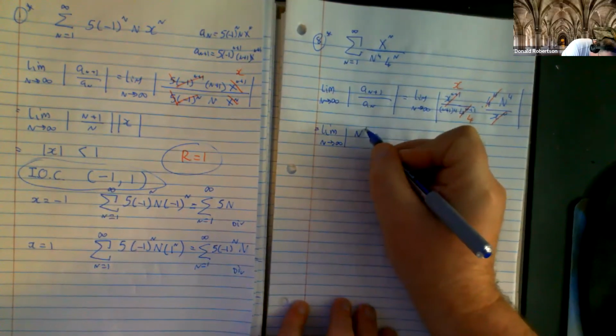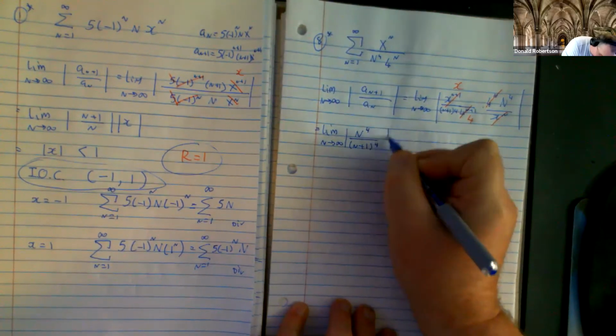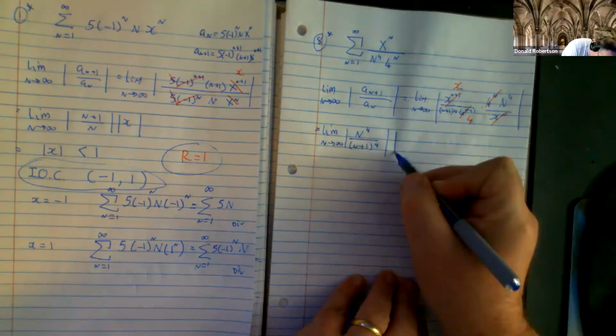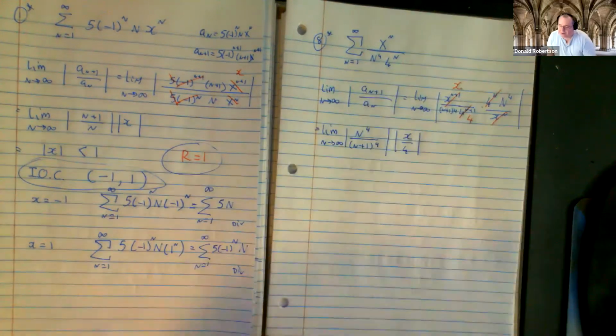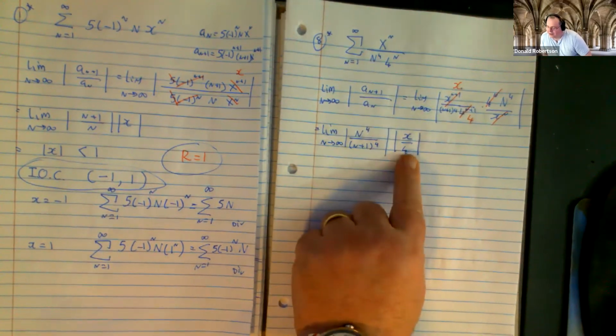So I'm going to do the n to the 4 and the n plus 1 to the 4, and I'm putting them together. And if you look at this guy, all you've got left is essentially an x over 4, right? 1 x, 1 4. So the things that have got n and the things that don't have n.